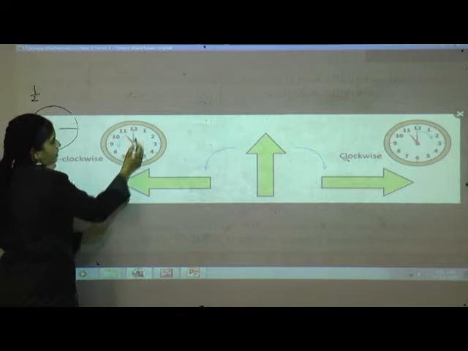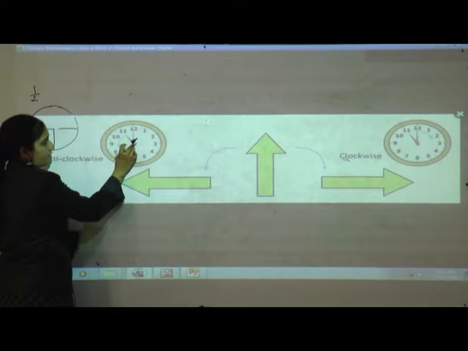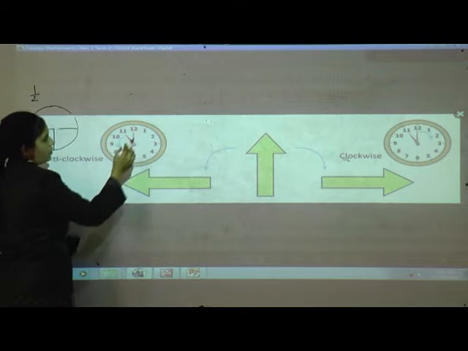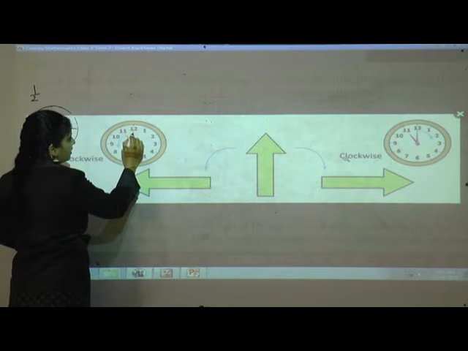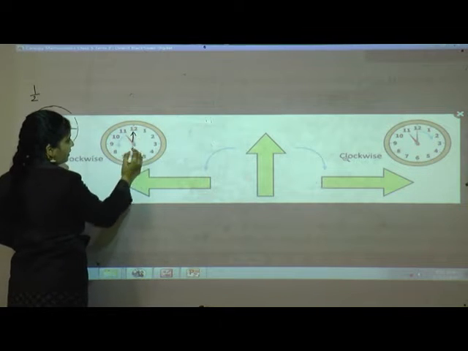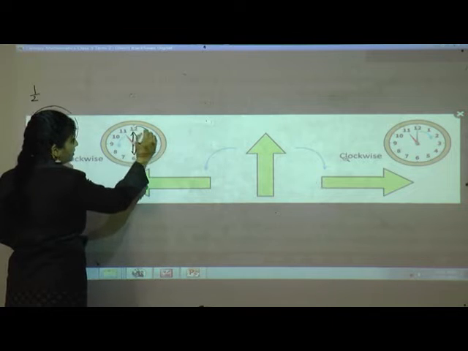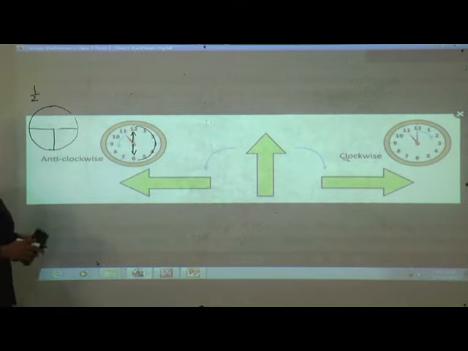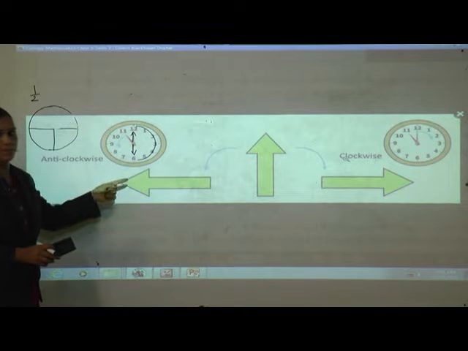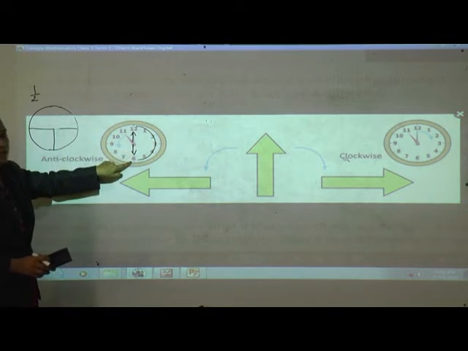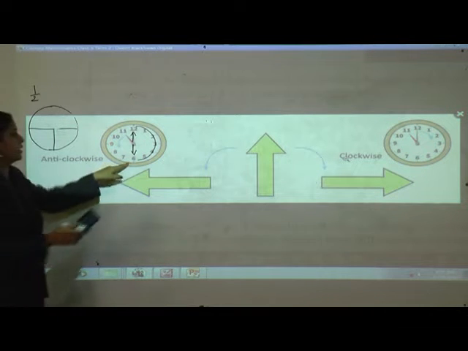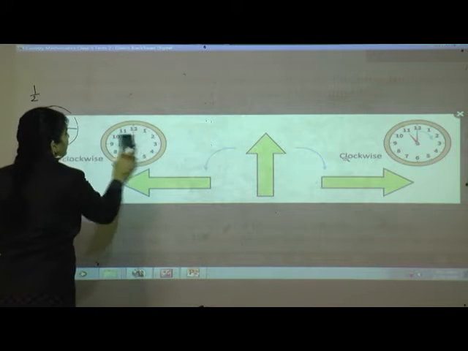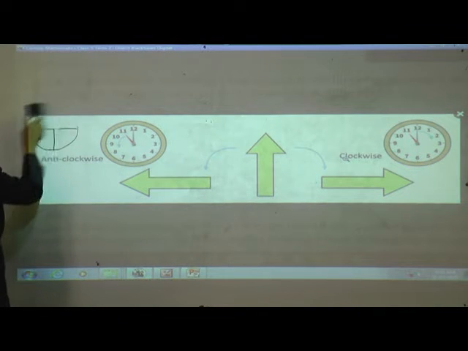And what does a half turn mean? See, here this hand is on 12. So a half turn means this arrow will come down here. That means it will cover this half distance. Isn't it? That means a half turn. So the arrow will come in the downward direction. So that is what is meant by a half turn.